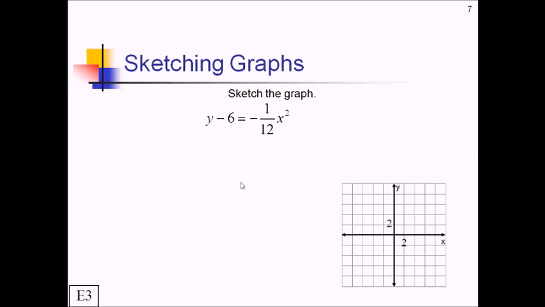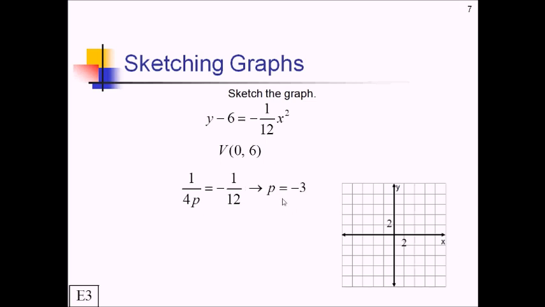All right, for the vertex, you should have 0, 6. Note the 6 next to the y here. And then we have to figure out the p-value. So 1 over 4p equals -1 over 12. Cross multiplying, you have 4p equals -12, so p is going to be -3.